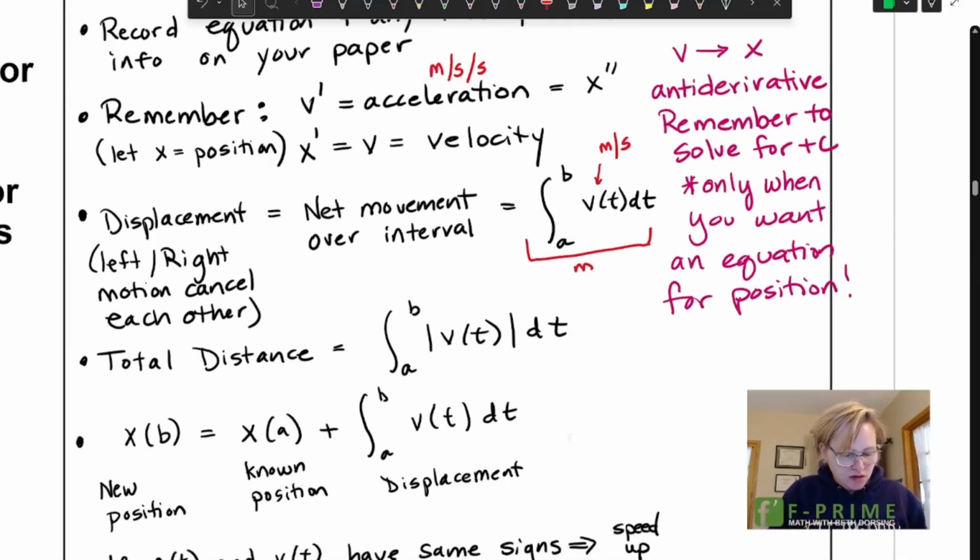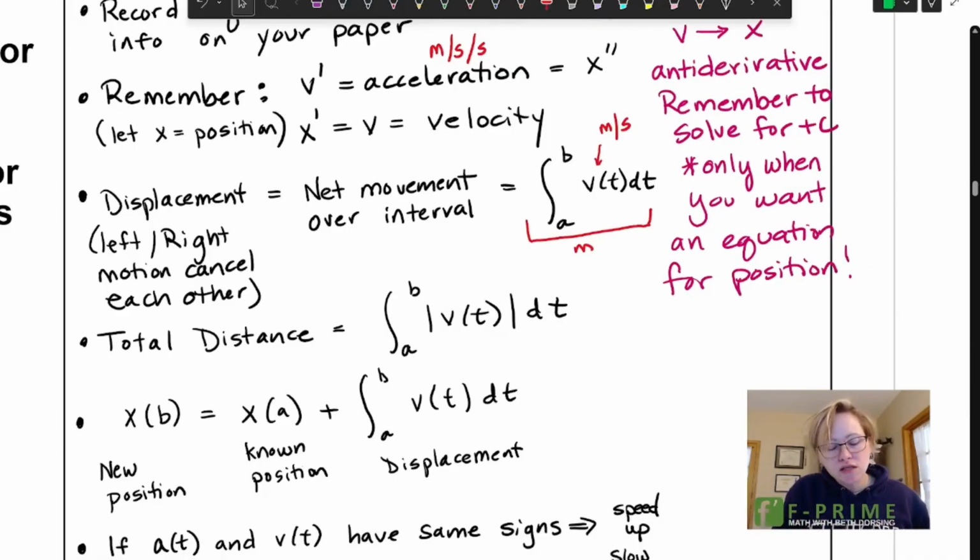Some other things you're going to be asked for is the total distance. That's a big one, and that's simply the absolute value.